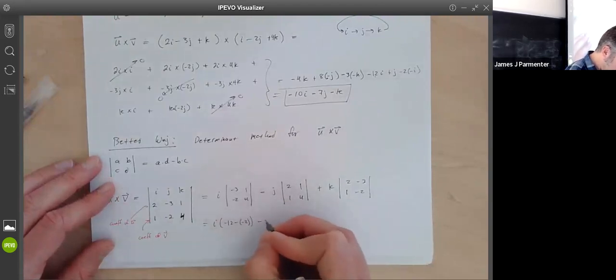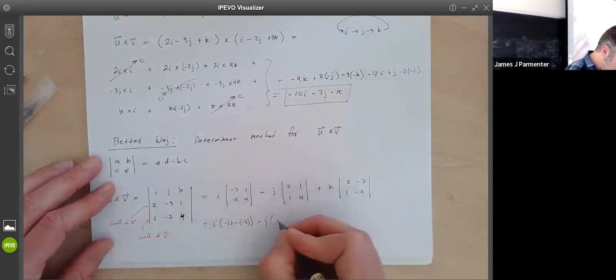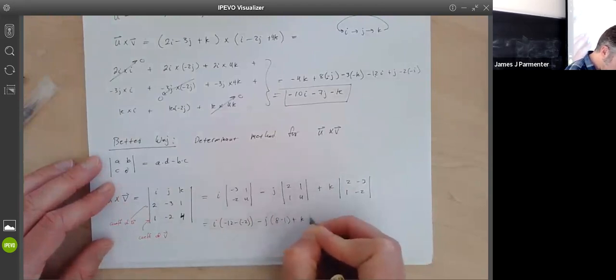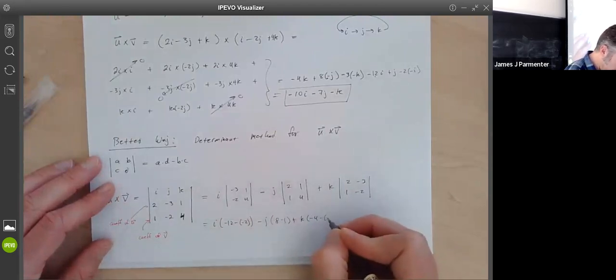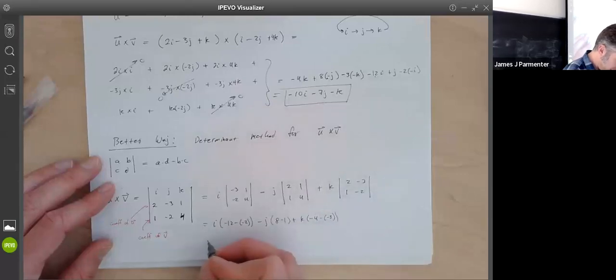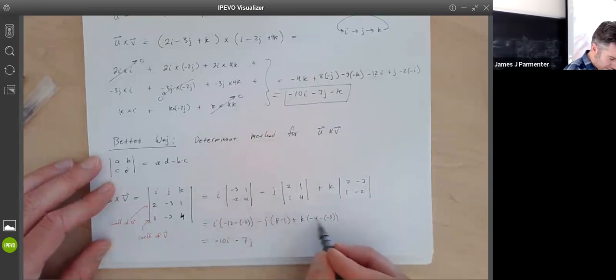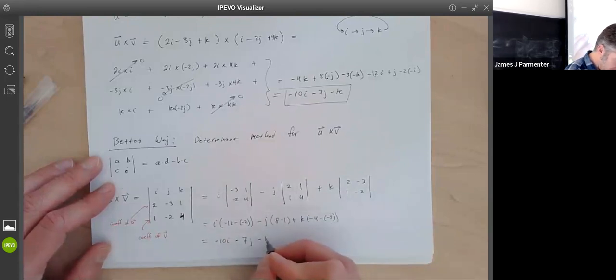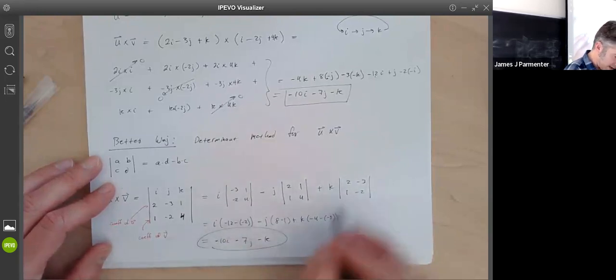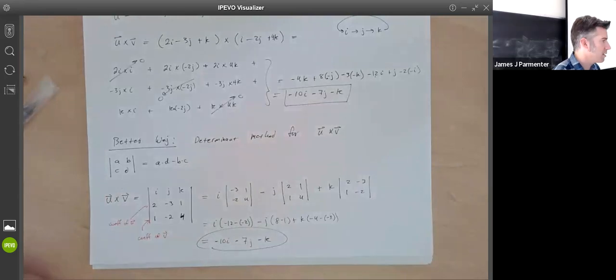And we're going to get minus j times 8 minus 1. We're going to get plus k times -4 minus -3. And hopefully we get the same thing we got before. -12 plus 2 is -10i. -j times +7 is -7j. And -4 plus 3 is -1k. And look, it's the same exact vector we got there.